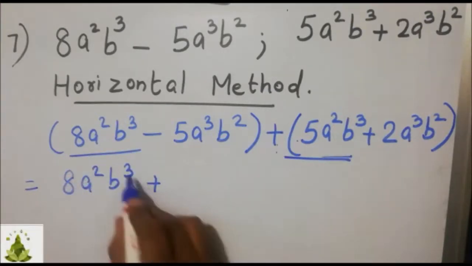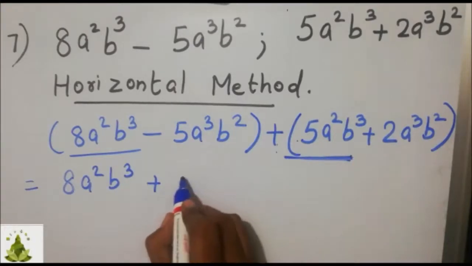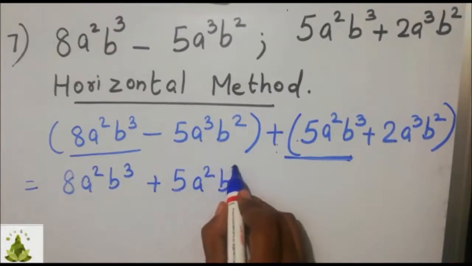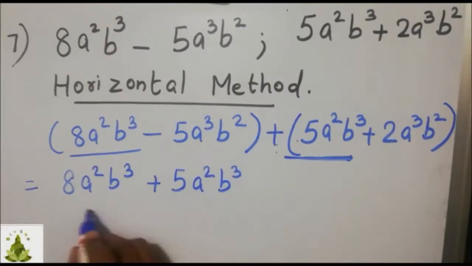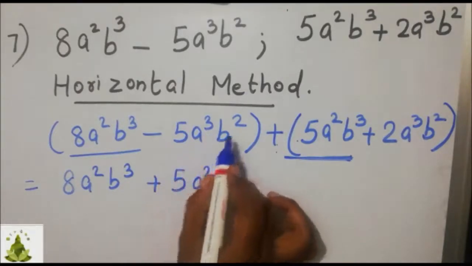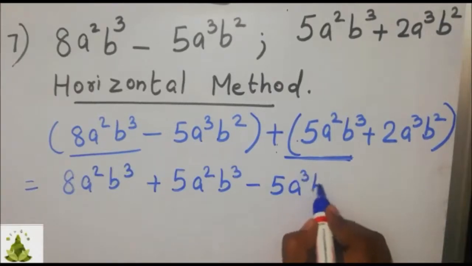I am marking this with a single underline, a single line I am putting so that you will come to know which I have taken. Now, a square b cube. Is this clear? So, I grouped the like terms. Now, here what is remaining? Minus 5a cube b square.